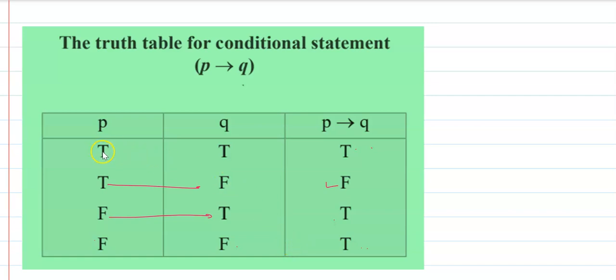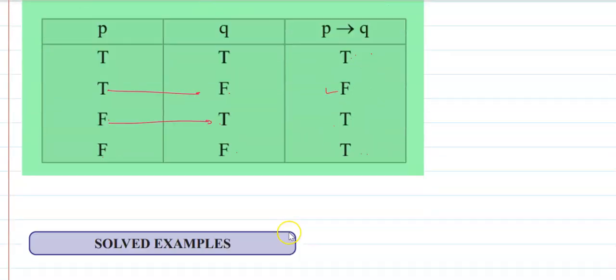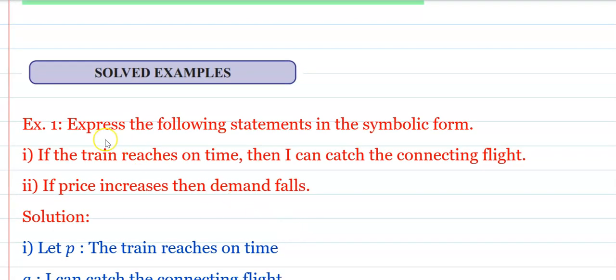First, let me repeat once again. If both these are the same, that is T implies T, then it is true. F implies F, then it is true. Otherwise, what implies? T implies F, then it is F. F implies T and therefore it is true, in this way. Okay, you can remember. Now the short examples.